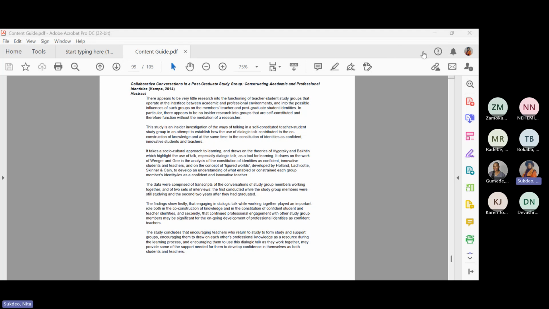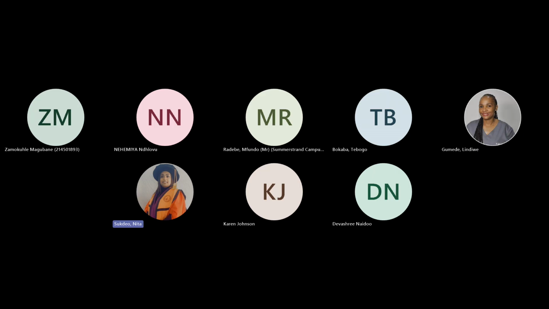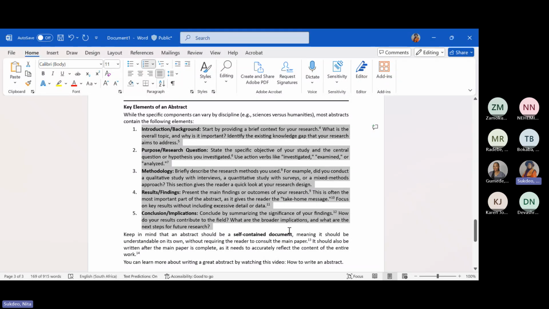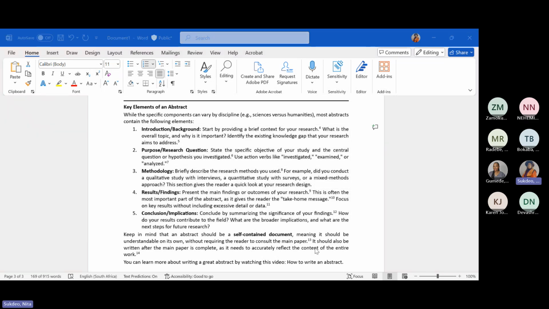Okay, so have page 99 open, right? Now, you tell me, are we unpacking? Does this abstract include the key element of the introduction or background? It provides a brief context of the research. What is the overall topic? Why is it important? Identifying existing knowledge gaps that the research aims to address. Does it have that? Anyone? Does it give you a brief introduction and background to the study? The topic is right at the top, right? Has it done that?